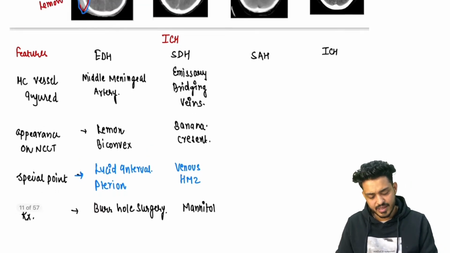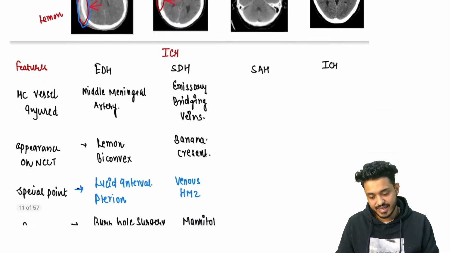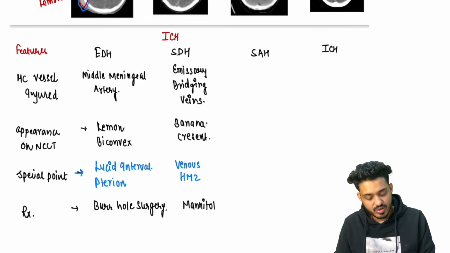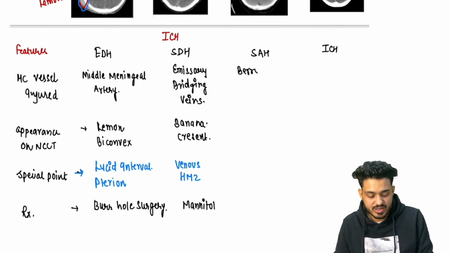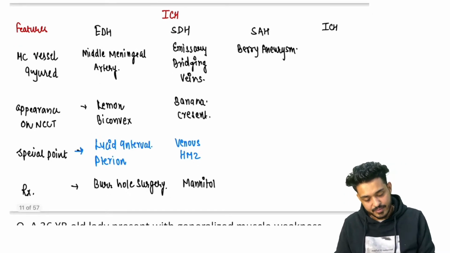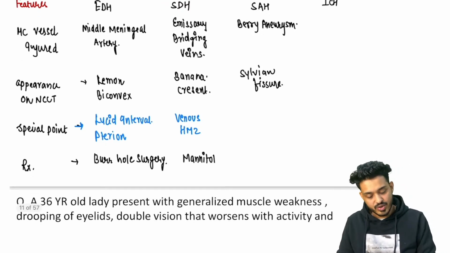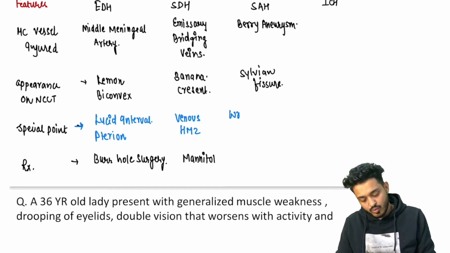Now you will be helping me to write this particular thing down about the SAH. Here you will be having rupture of berry aneurysm. Just now we have seen berry aneurysm, right? Here you will be having accumulation of fluid in the sylvian fissure and basal cisterns, right? This is going to be the worst headache.